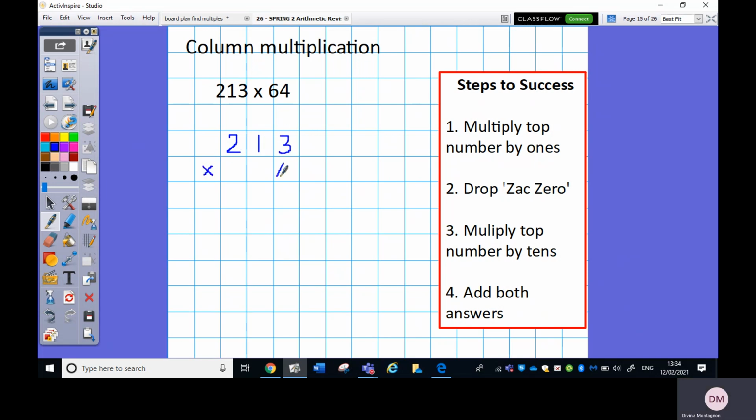Multiplied by, and I'm going to change my tens just so that it's very clear for you. So, read out the first step for me. Good. Tell me which number are we going to multiply the top number by? Good. It's 4. Great. So 4 times 3 equals 4, 8, 12.